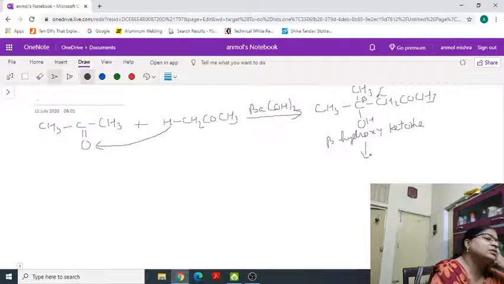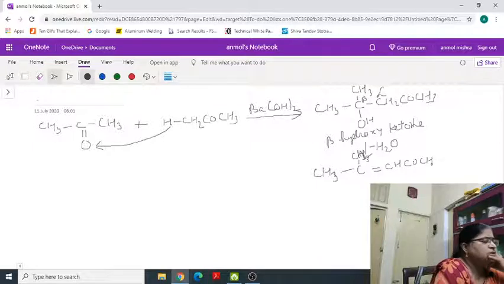Now on dehydration it will form CH3 double bond CH CO CH3. That will be 4-methylpent-3-en-2-one.